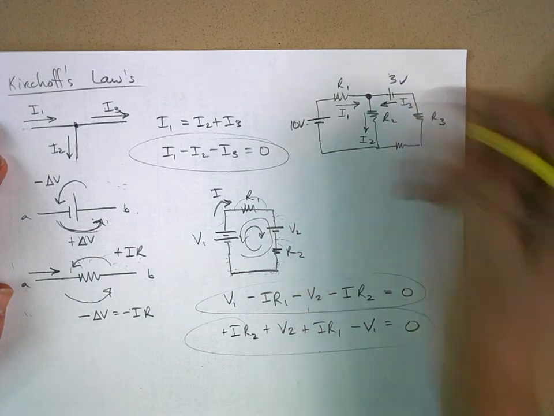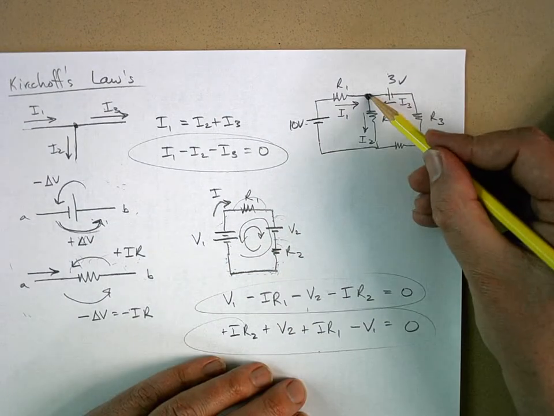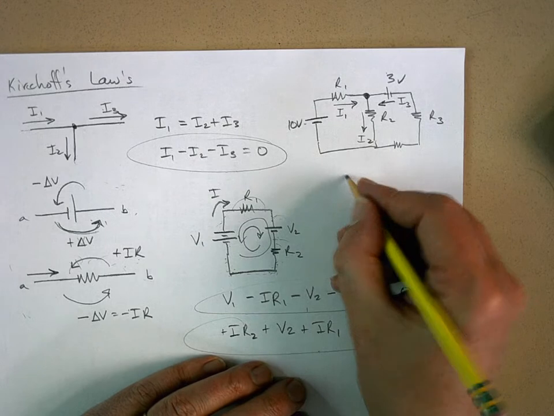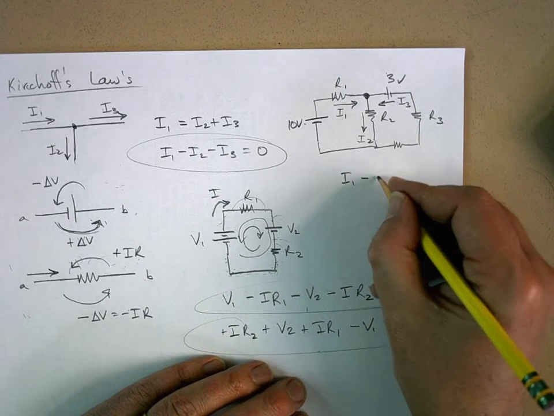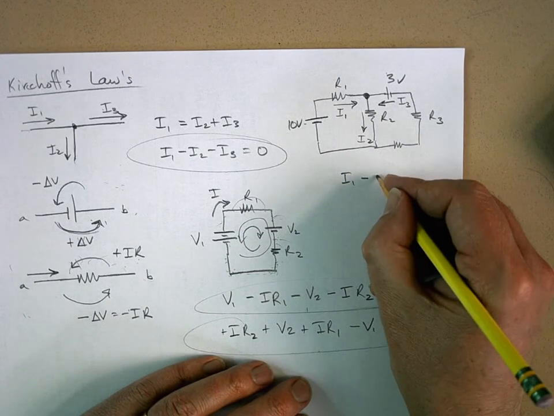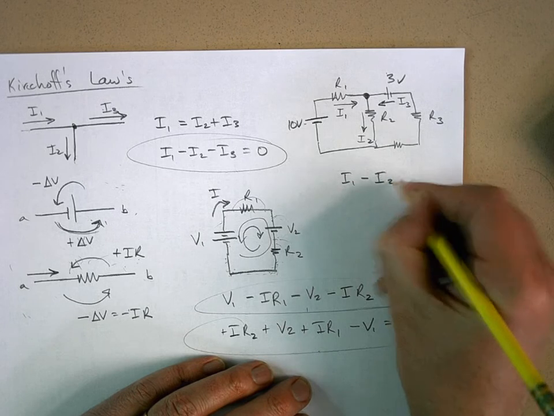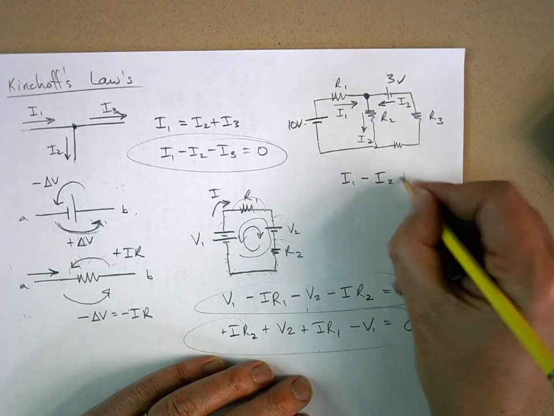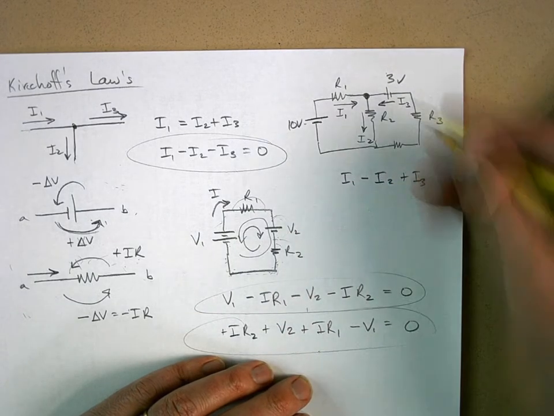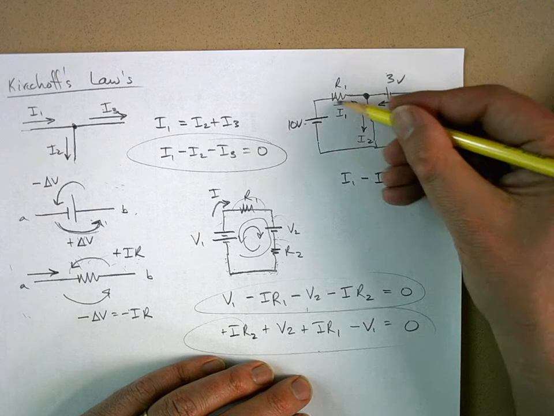And then you use the junction rule. I1 minus I2 plus I3. Why plus? Because it's feeding current in. When current goes in, that's plus, equals 0.